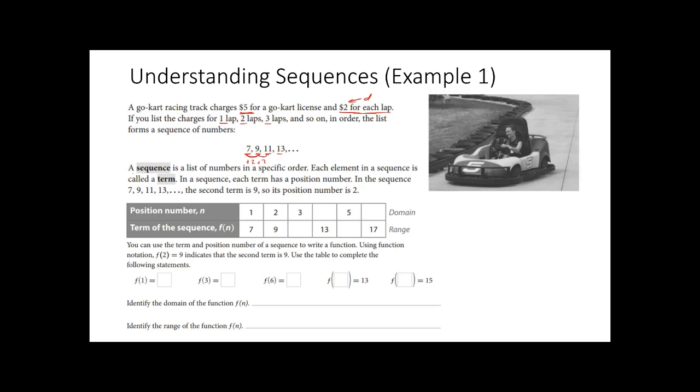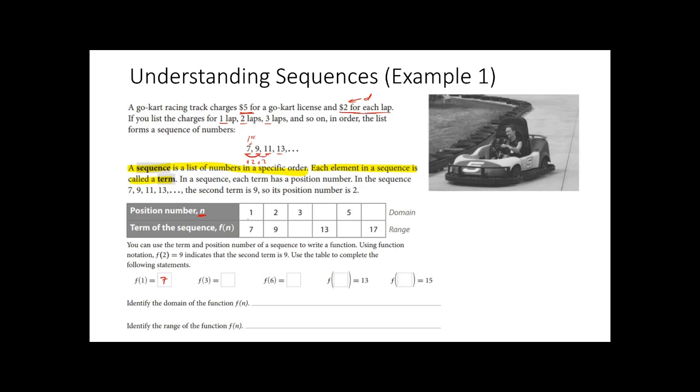Now, this is the definition of a sequence. A sequence is a list of numbers in a specific order. Each element in a sequence is called a term. Those are the two important things to understand fundamentally about this conversation. So our first term was 7. In function notation, we would say f of 1 equals 7. And if you notice the table here, we keep on going, and basically these are our nth terms.